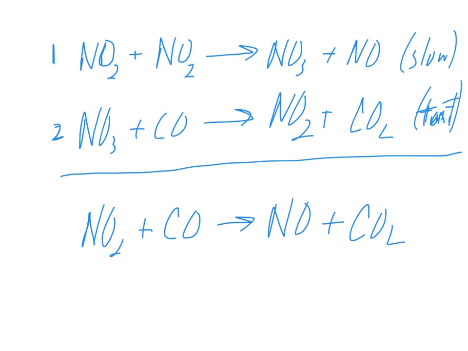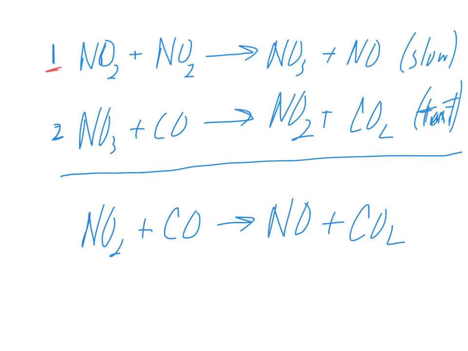Now, here's a real example of a rate mechanism. We have a reaction that takes place in two steps. Step one is where molecules of NO2 hit molecules of NO2 and they end up making NO3 and NO. This step apparently is a lot slower than the second step.